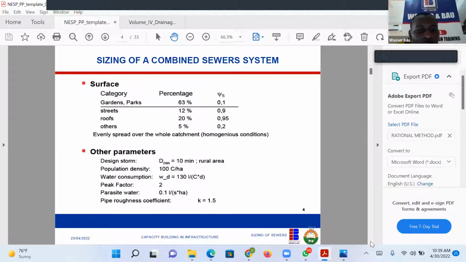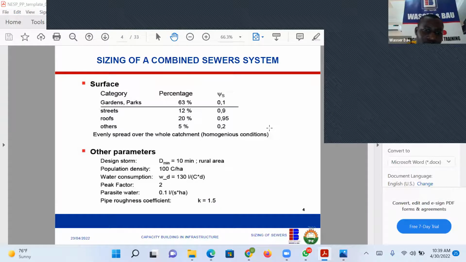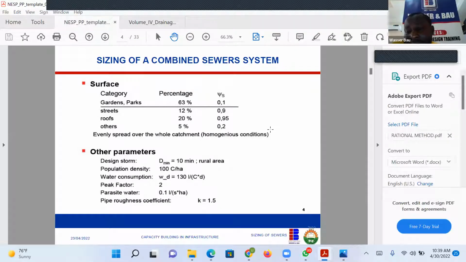Then how about roof? That means the houses, the total number of houses, shops, and what have you in that catchment is only about 20%. And the runoff coefficient of roofs is 0.95. I told us last week that you cannot get 100% because we expect that even in rain, there will be small losses. Then others, we don't know what the others are. We just give them 5%. So if you look at 63 plus 12 plus 20 plus 5, you should be getting 100%.